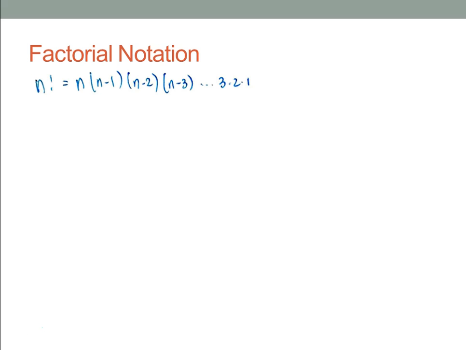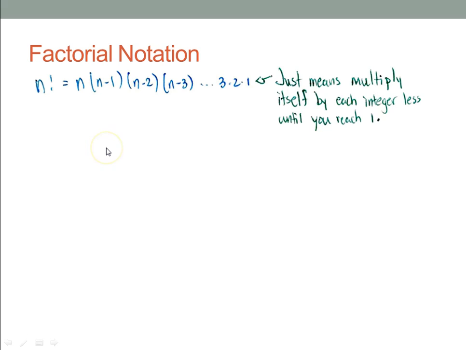All right, so now we're going to take a look at factorial notation. At the beginning, this looks super complicated, but it's not. N factorial, the exclamation mark, is the factorial operator. It just means I'm going to multiply n times every factor 1 less than itself until I get to 3, 2, 1. You're like, what the heck does that mean? Okay, just multiply itself by each integer 1 less until you reach the number 1.